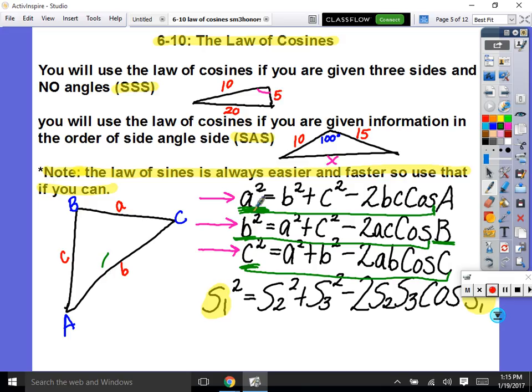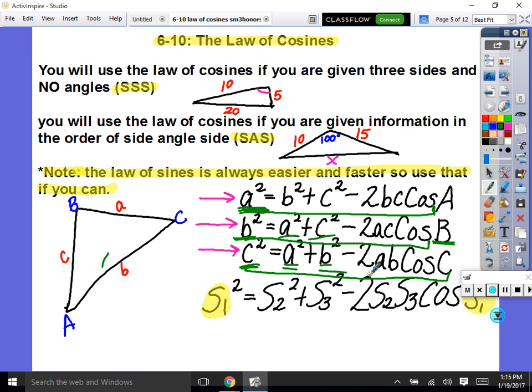If we're trying to find, for example, side A, you'll do A squared equals the other side squared plus the other side squared minus 2 times those sides, and then cosine of the angle across from the outside there. So notice, A squared plus C squared minus 2 times that. You're just going to hear me say that every time. See, look, A squared plus B squared minus 2 times that. Do you see how that's just a pattern?